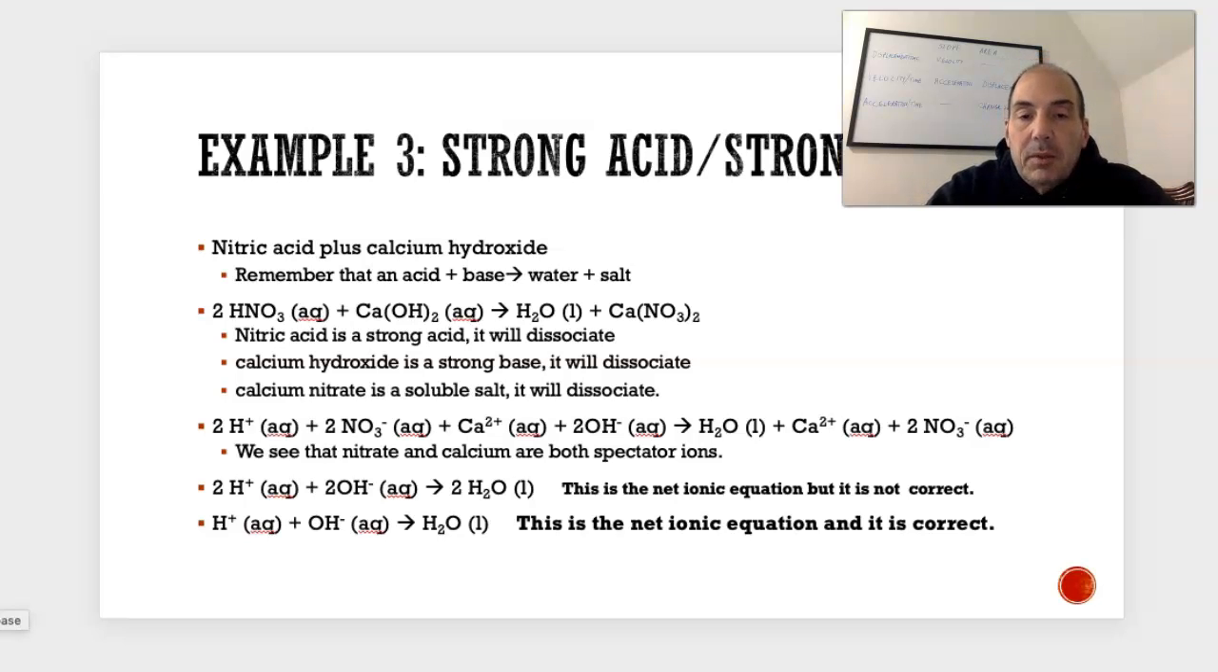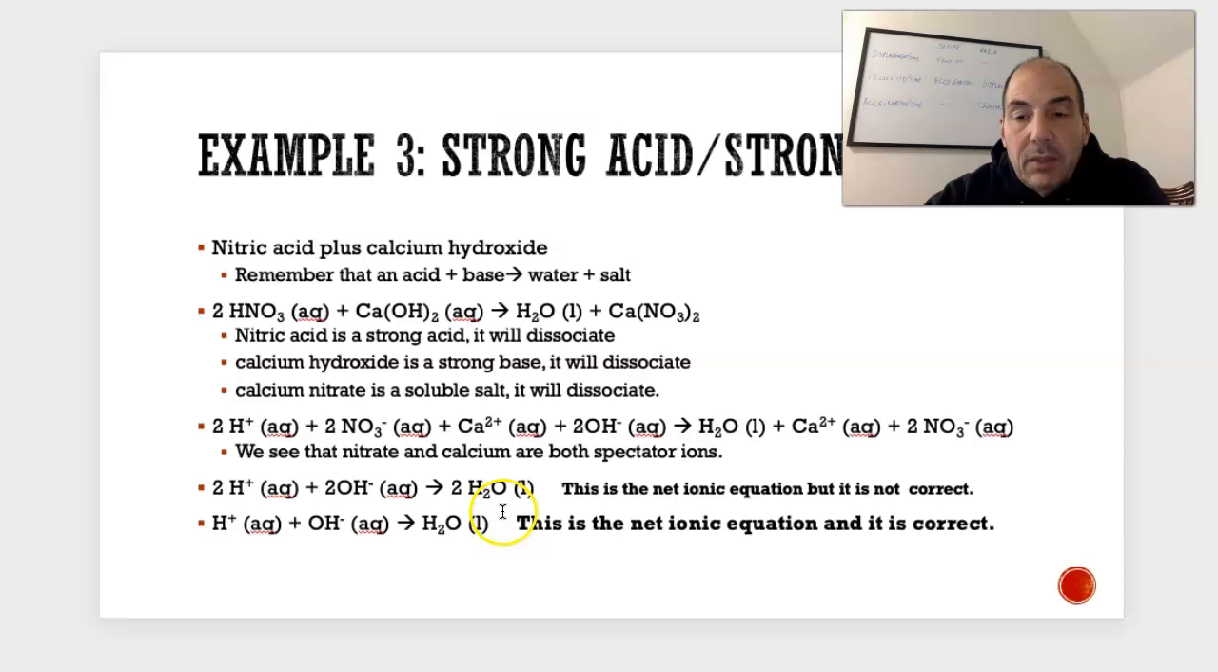All right, so now we'll take nitric acid and calcium hydroxide, the acid and base from the previous two questions. We know that they're strong, so they're going to dissociate. Nitric acid gives us hydrogen and nitrate. Calcium hydroxide gives us calcium and hydroxide. And then the product, calcium nitrate, is a soluble salt, so we get calcium and nitrate. So now we see that we have two spectator ions, the calcium and the nitrate.